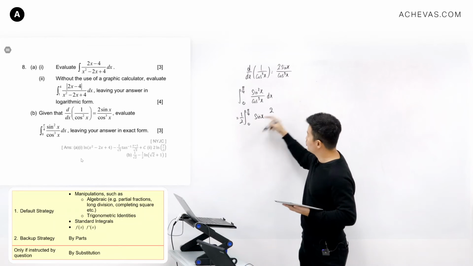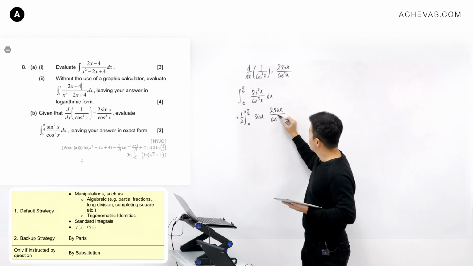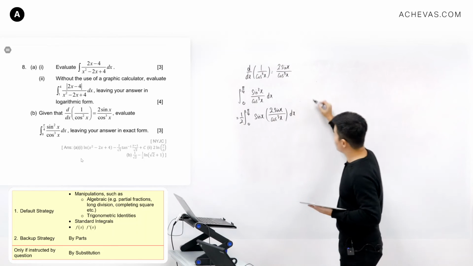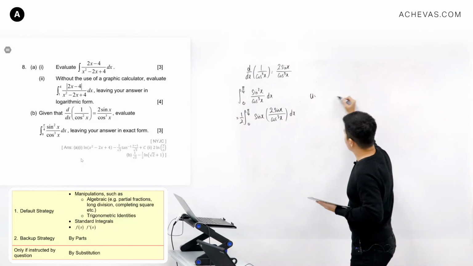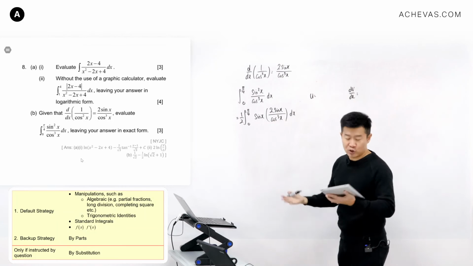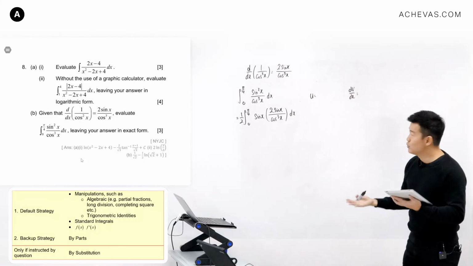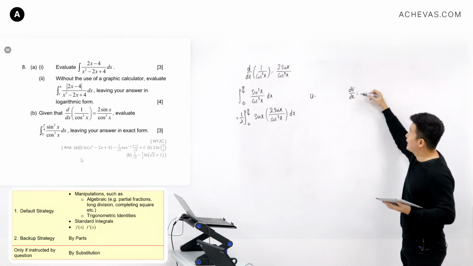The other one is going to be 2 sine x over cosine cube x dx. I'm going to try and see whether this is going to work. So one is going to be u, the other one is going to be dv dx. And for those that I'm choosing by myself instead of using the LIATE, I'm going to choose based on the one that can be integrated.